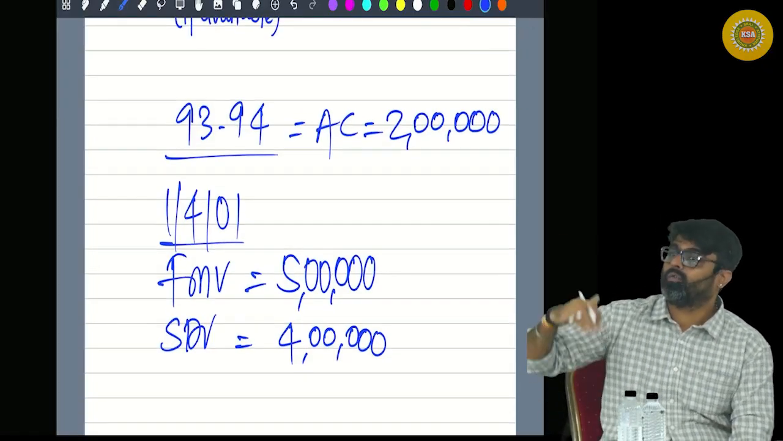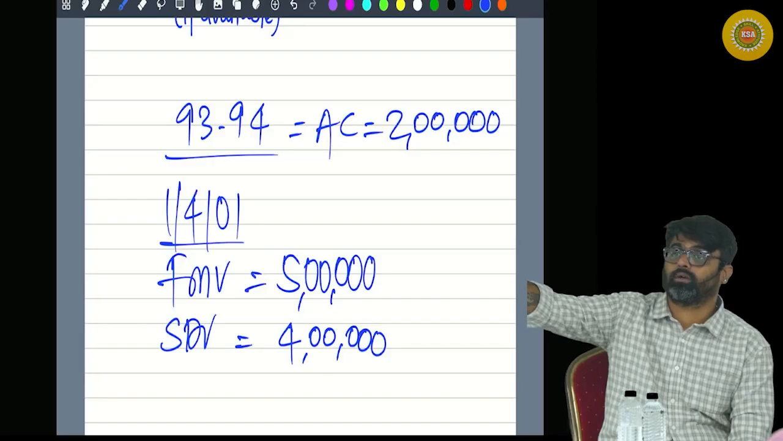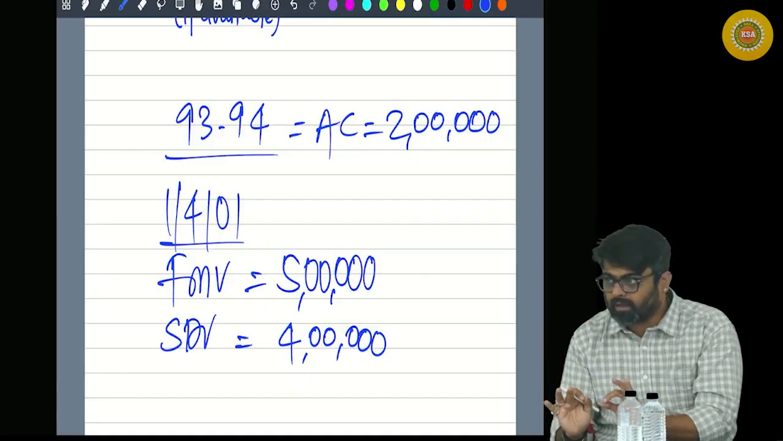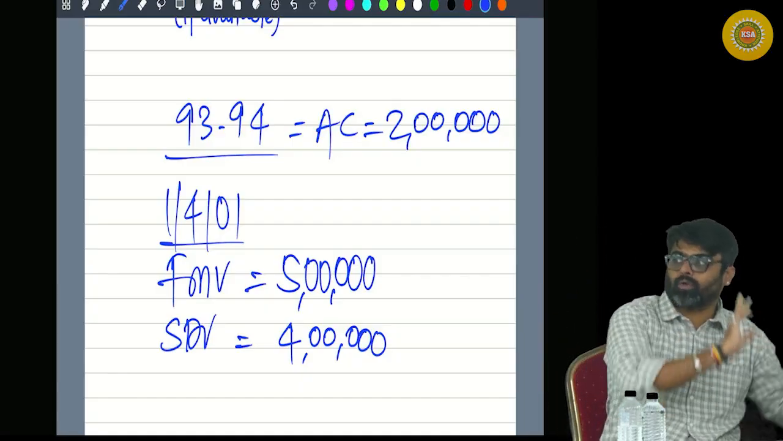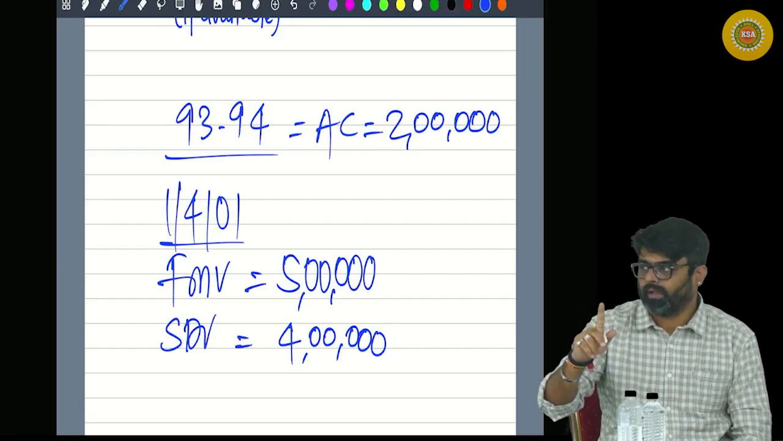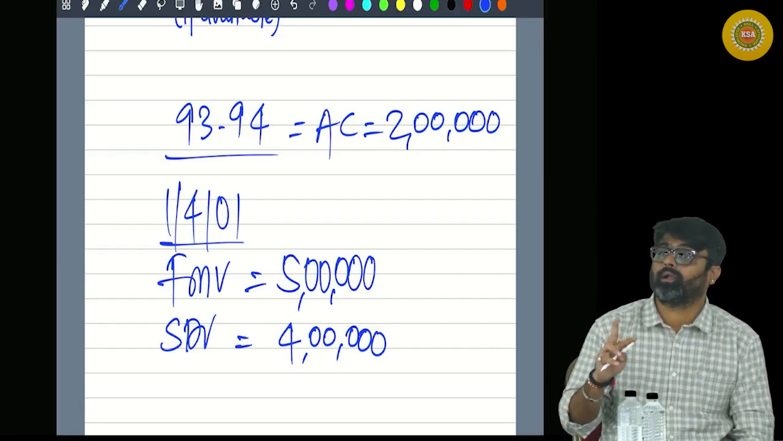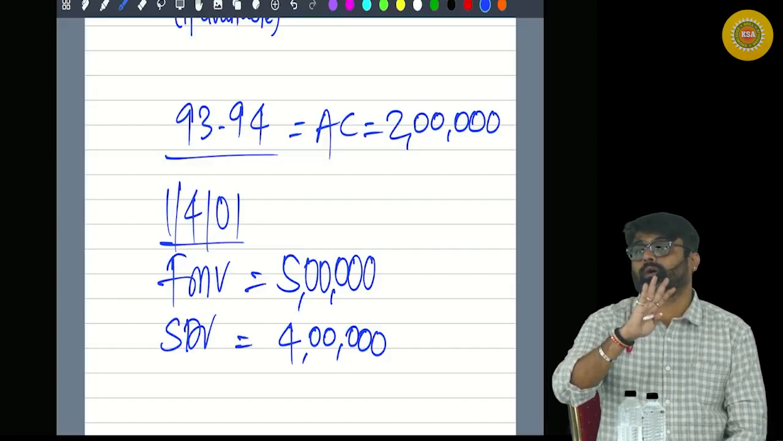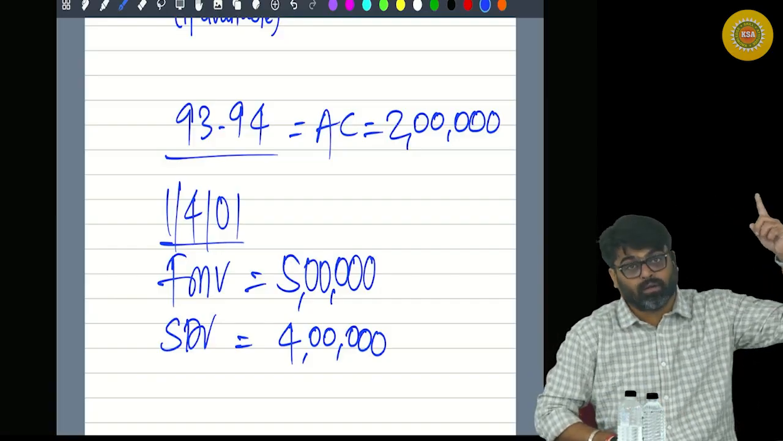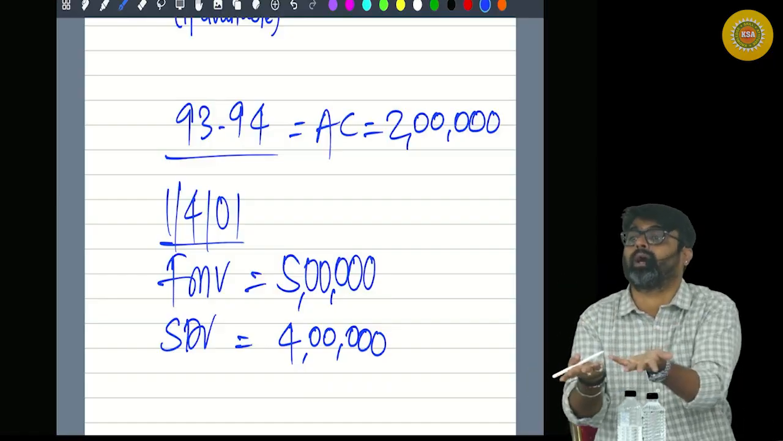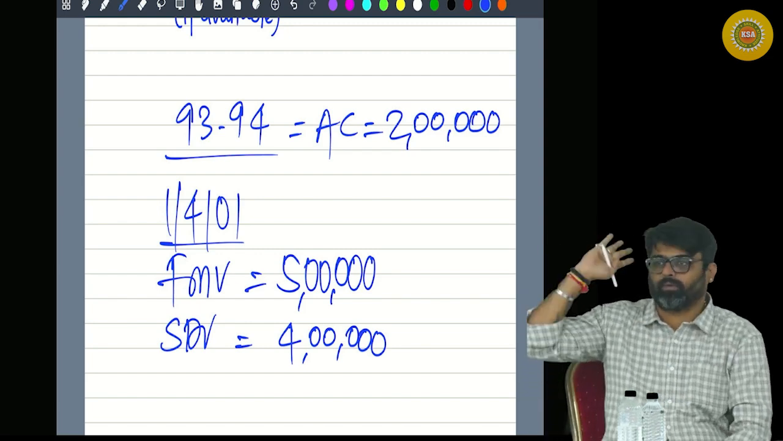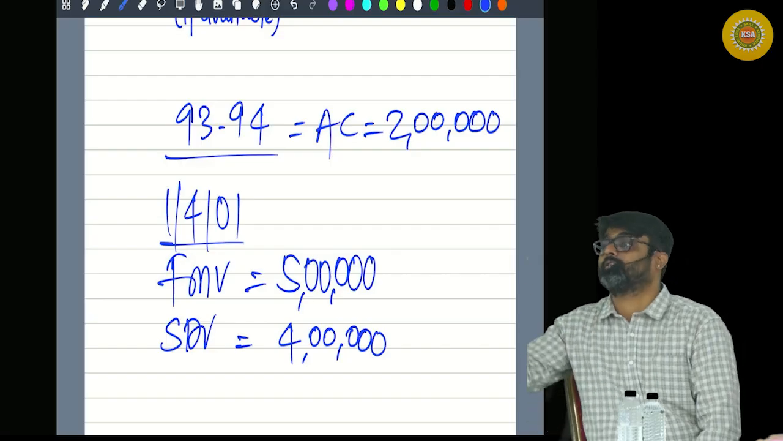Now wait. For all assets, actual cost is the cost of acquisition, including immovable property. But if the assets were acquired prior to 1st April 2001, then cost of acquisition will be actual cost or fair market value as on 1st April 2001, whichever is higher. In the case of immovable properties acquired prior to 1st April 2001, the option to take fair market value is there, but that fair market value should not exceed the amount of stamp duty value. Will you remember this?